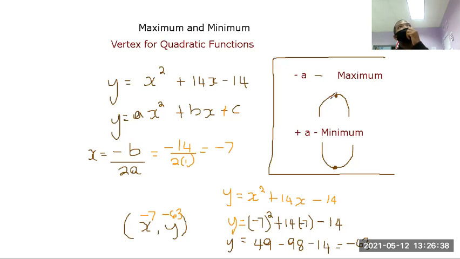That's how you figure out what the maximum or the minimum is when you're solving quadratic functions.